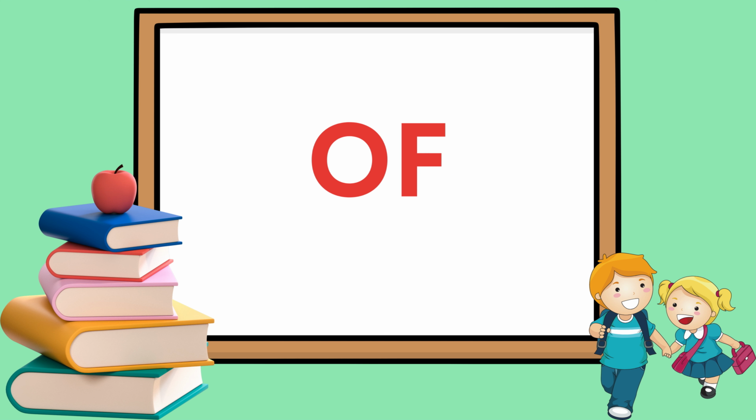Let's learn another word. This one is of. Of is a word that we use to show possession. For example, the tail of the cat. Now let's learn about to. To is a word that we use to talk about going somewhere. For example, I am going to the store.